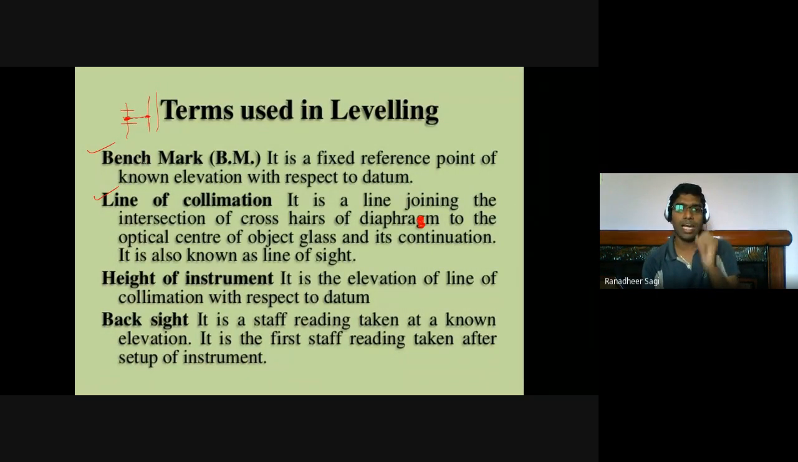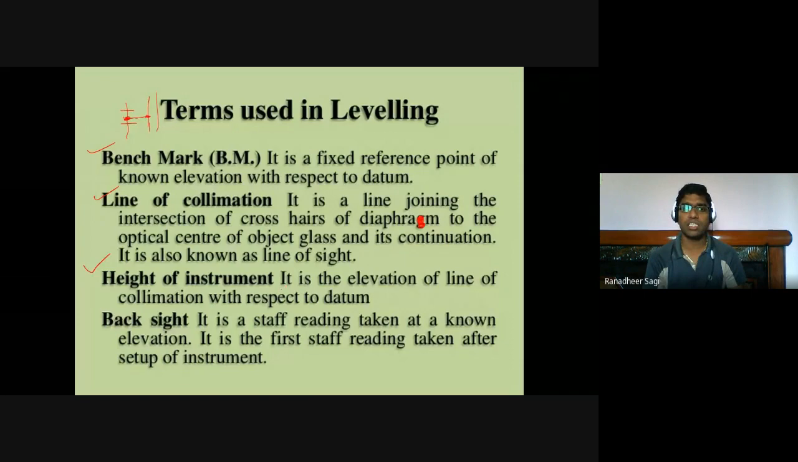So my line of collimation is the center of the cross slit hairs positioned in your eyepiece. From that center of the cross slit hair, the line passes through the center of your object glass and is subsequently continued to bisect your object. That line is what we call the line of collimation, or otherwise the line of sight.